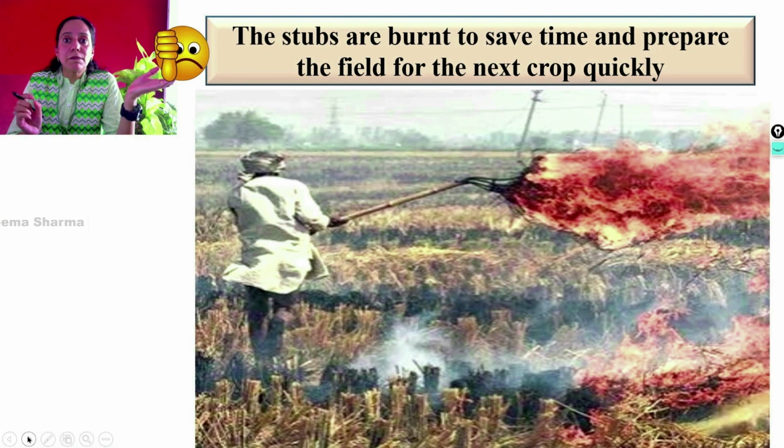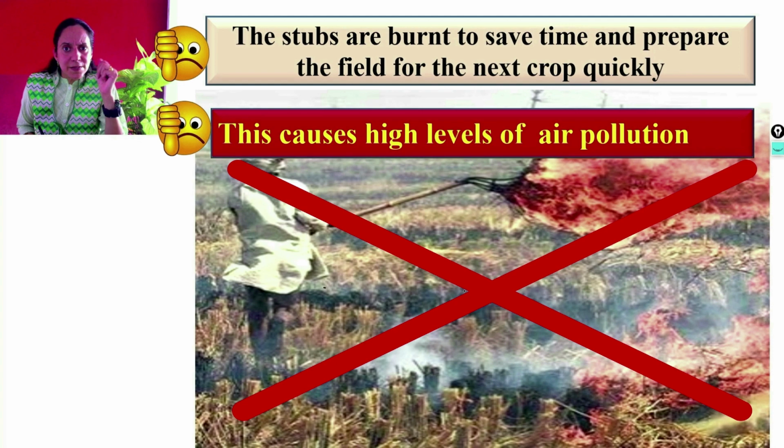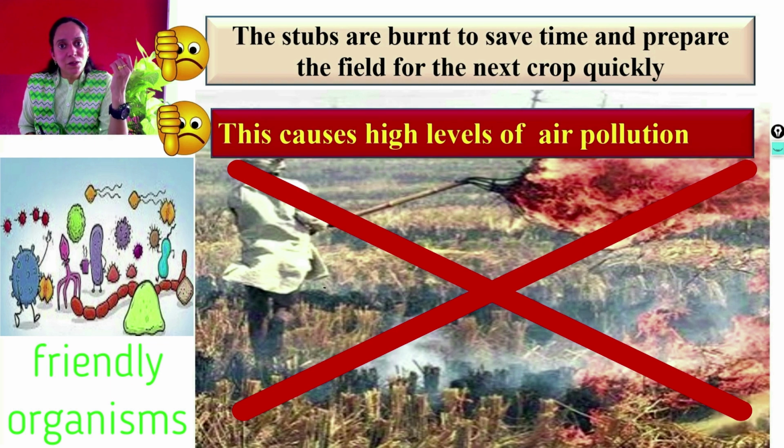Now what will the farmer do, or what does the farmer do with these stubs? I told you many times, our farmers are very wise. But here is one step where our farmer makes a mistake. Stubs are burned to save time and prepare the field for the next crop quickly. And this is not a good practice at all. It is leading to environmental pollution. The second thing is that the soil is a home for a variety of organisms. So when we are setting the field on fire, we are killing all these.